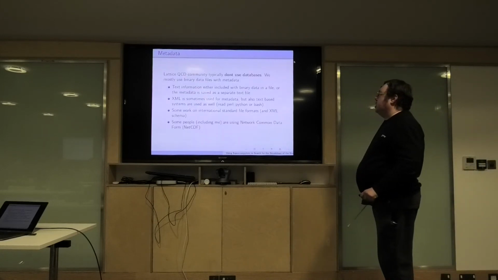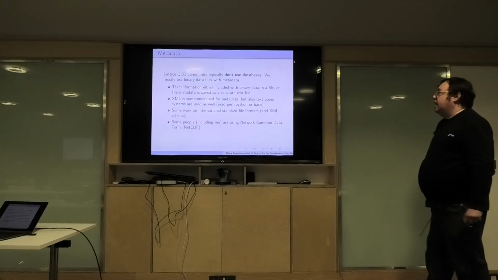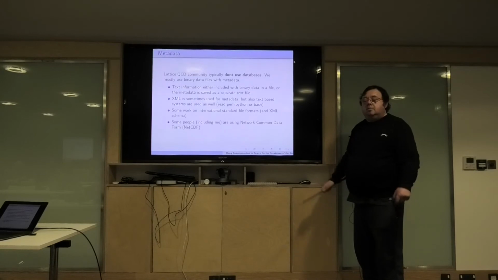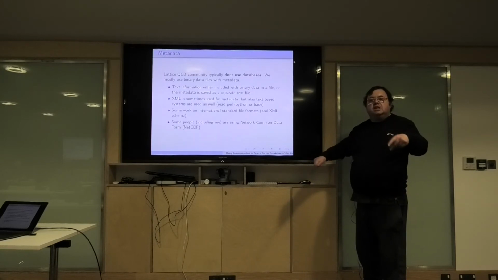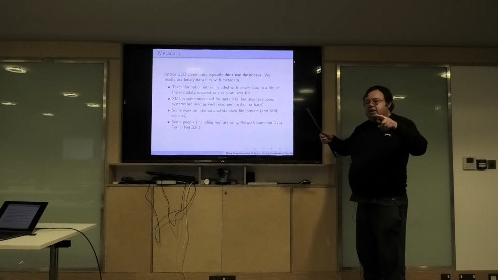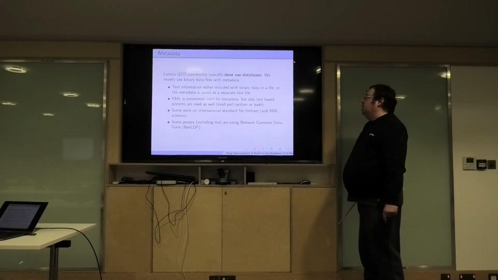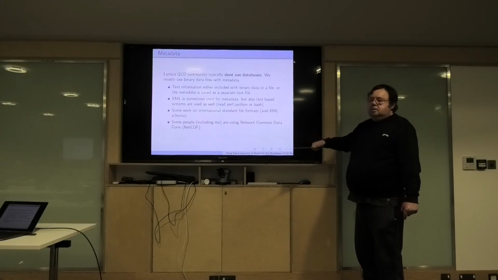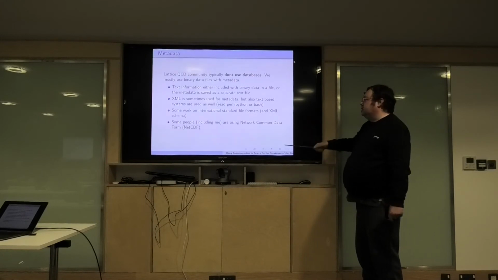That's life. Okay, so typically we don't use databases. Most of our files are binary files with metadata. Metadata is just information about the data. The binary files are the actual physics things, raw floating point numbers. Some of this is in text format. We used XML, with tags and stuff.